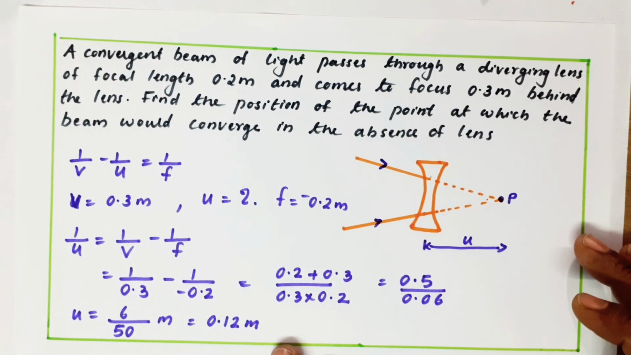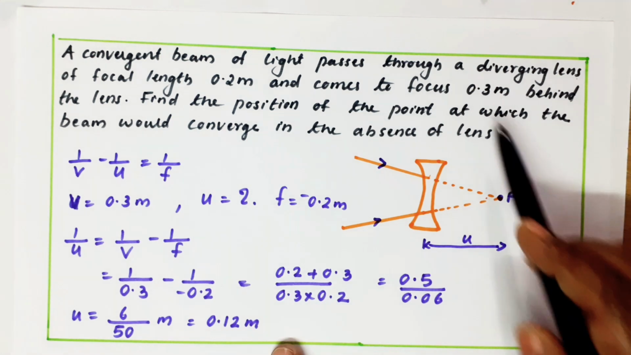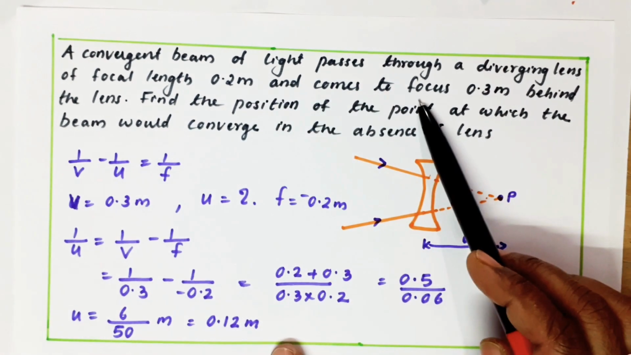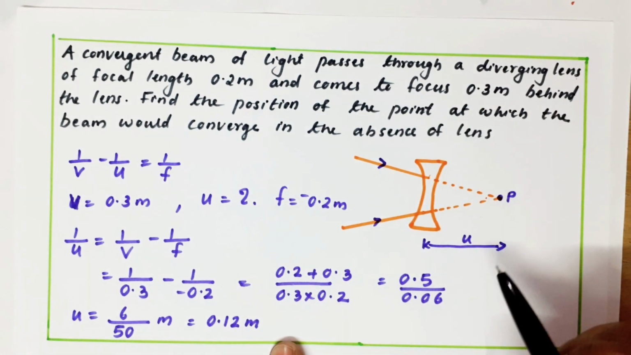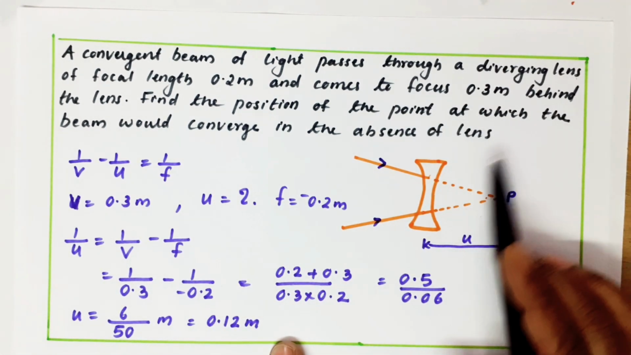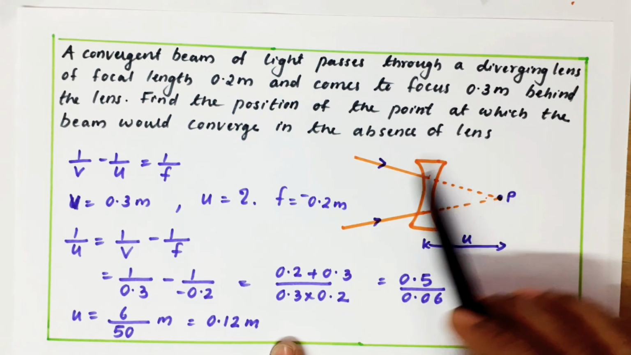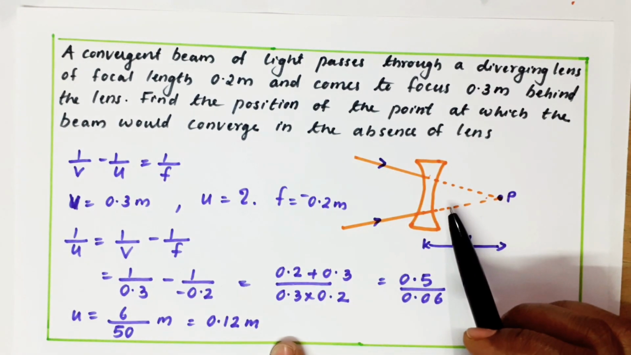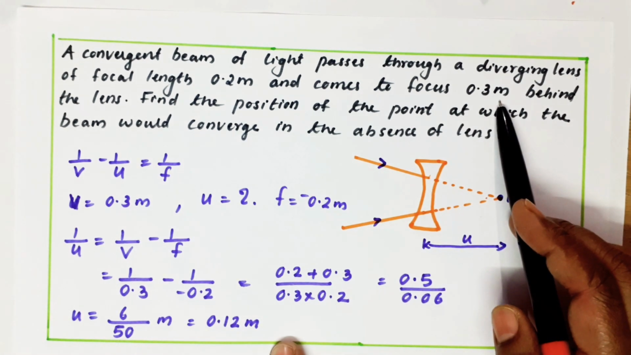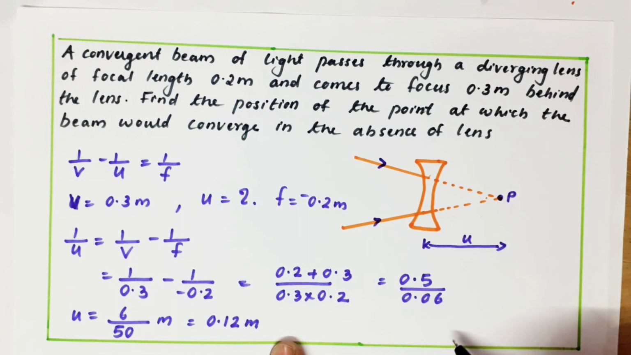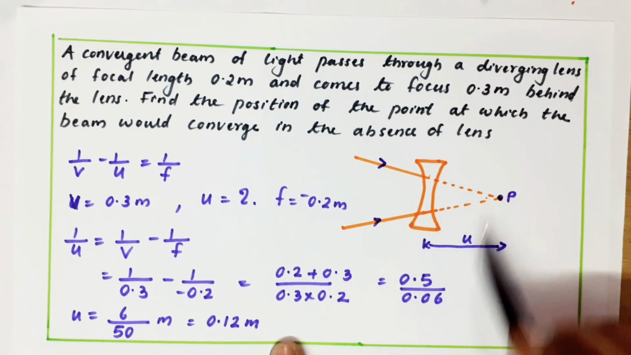A converging beam of light passes through a diverging lens of focal length 0.2 meter and comes to focus at 0.3 meter behind the lens. Find the position and image at which the beam would converge in the absence of lens. Here also you see they gave where it comes to focus, 0.3 meter behind the lens. Okay, so it is converging at this point.